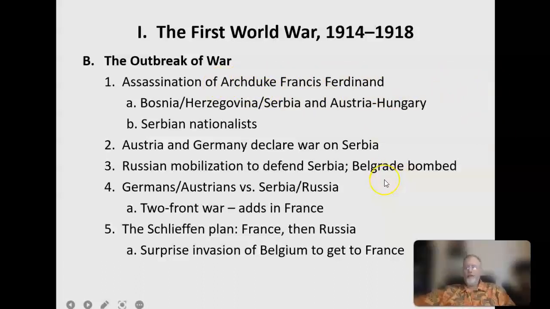Now, would something else have set this off if Franz Ferdinand hadn't been killed? Probably. There might have been something else. It might have worked out differently. It might have been a different set of dominoes falling in a different way. Who knows? But this fire had been built for a long time. It was just waiting for something major to set it off.